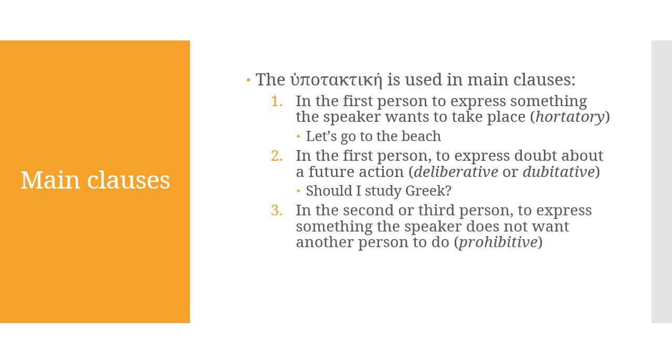In the second, or sometimes the third person, to express something the speaker does not want another person to do. This is called the prohibitive subjunctive. It typically only occurs with the aorist. Don't do that. One way to express this is with the subjunctive. You shall not do that.